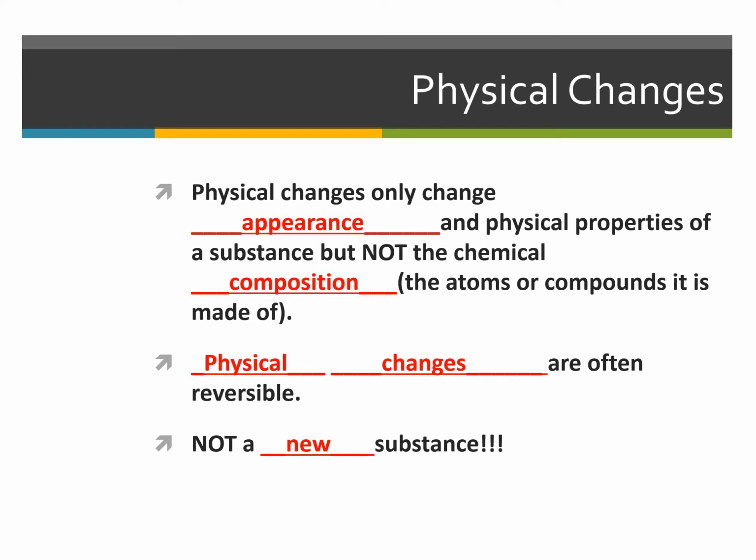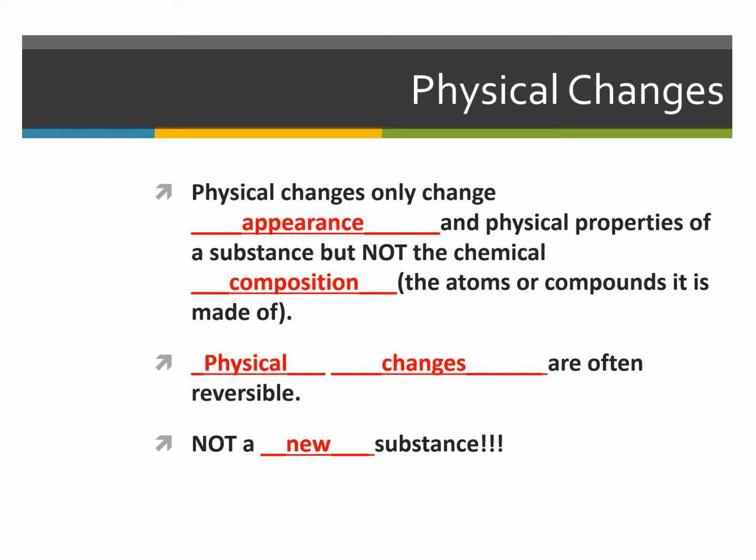Physical changes are often reversible. That means if I have a piece of ice and I leave it out, it's going to start melting. That's going to be a physical change. If I want to freeze it up again into ice, I would just need to cool it down enough for it to become a solid again.